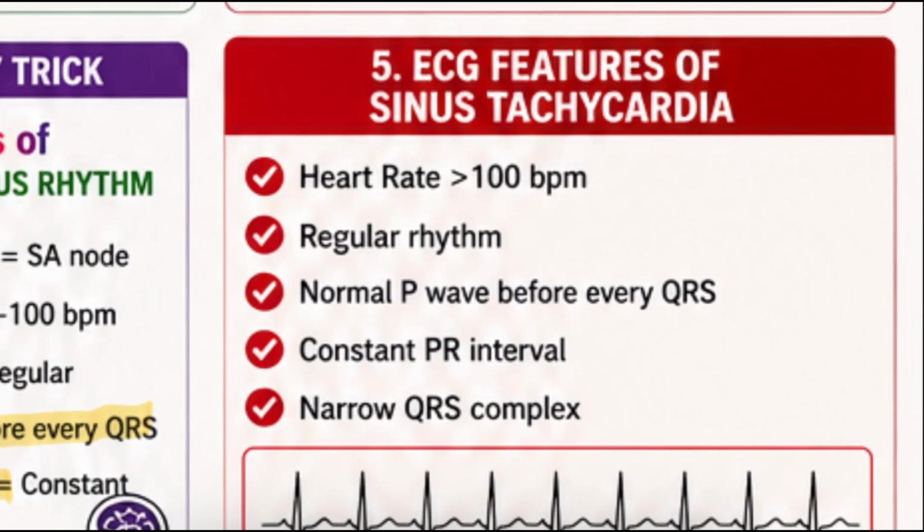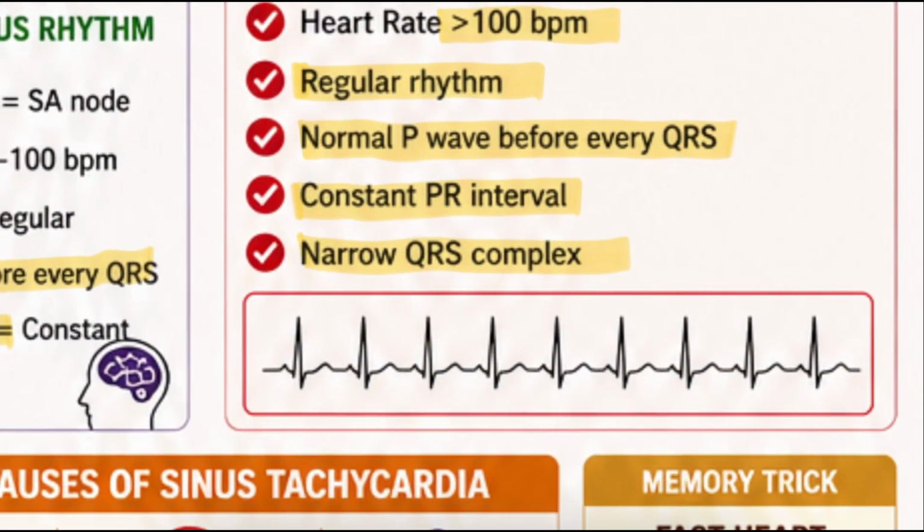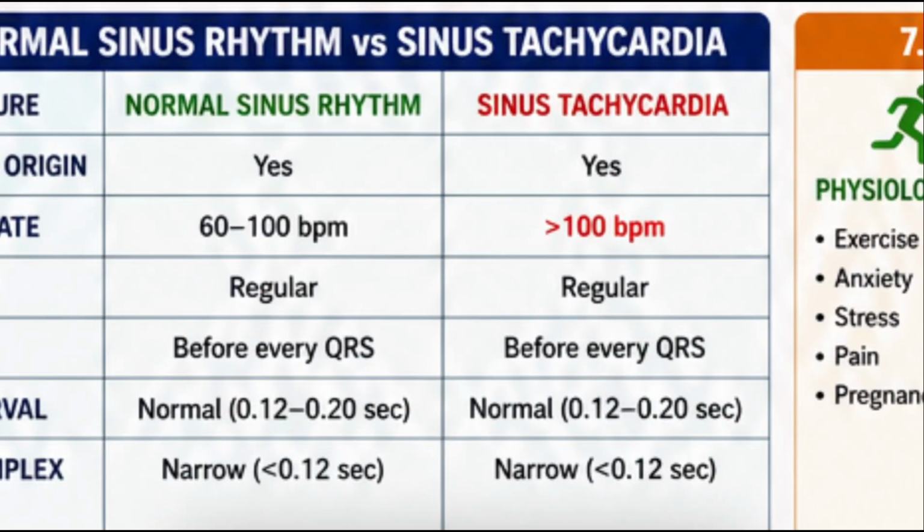Okay, so the ECG features. What are the things you can see on the ECG? If a patient has sinus tachycardia, we look for a heart rate greater than 100 beats per minute, a regular rhythm, a normal P wave before every QRS complex, a constant PR interval, and a narrow QRS complex. This confirms sinus tachycardia. You can see here the R waves, and it will look like a fork and spoon. So this is sinus tachycardia.